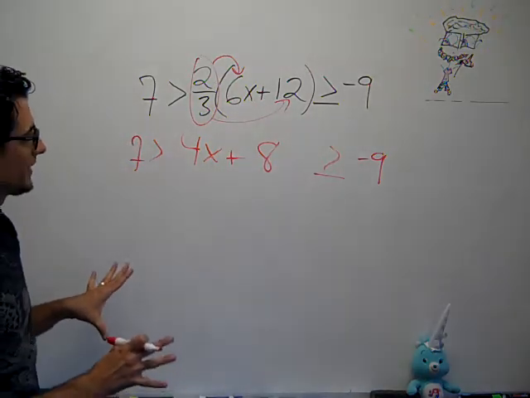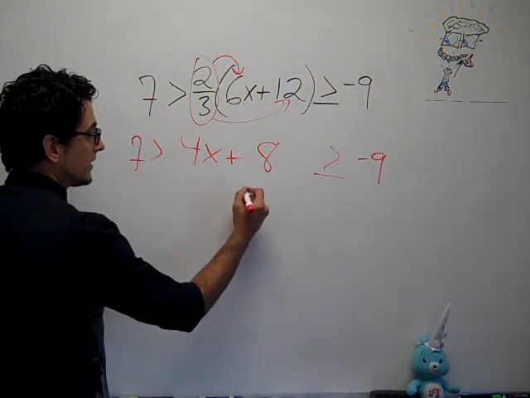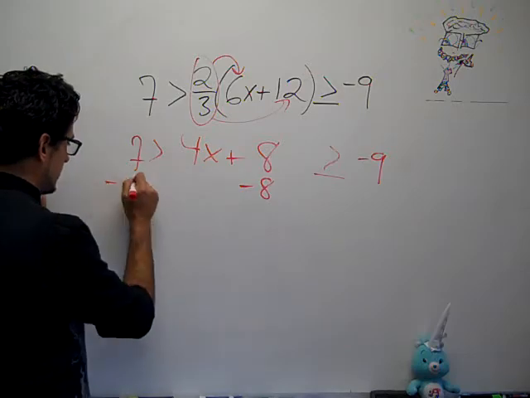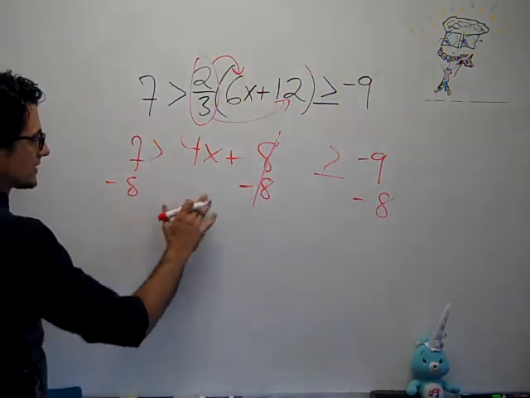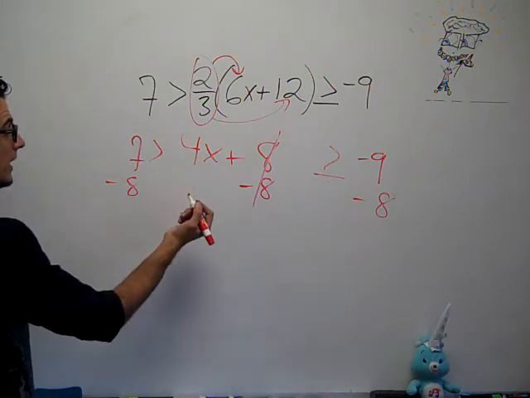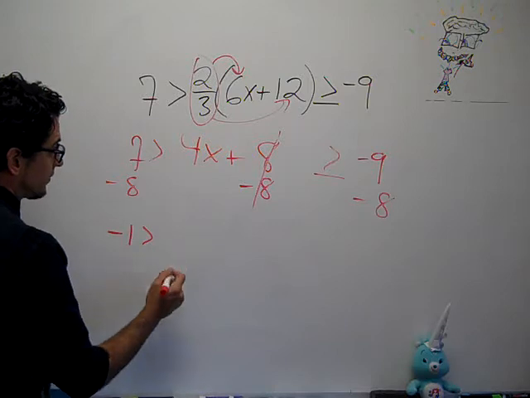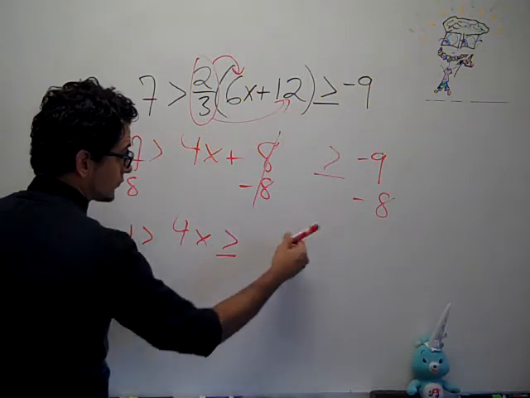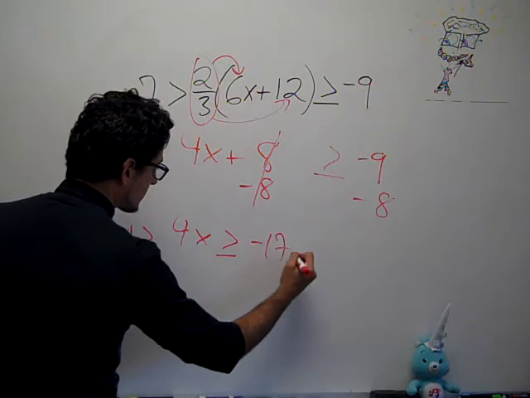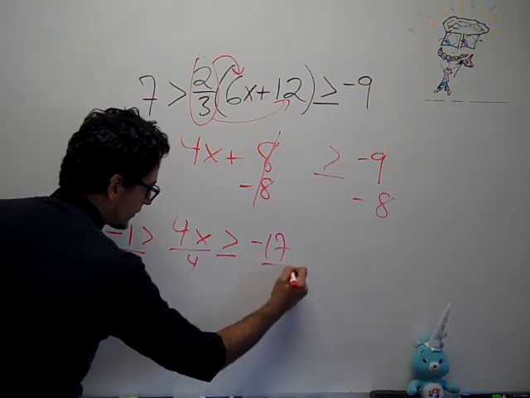Now, I can just do it like this, and whatever I do to one side I do to all sides, okay? So I can subtract 8 from all sides, all right? Hopefully that's making sense, because it's the property of equality. Subtracting 7 minus 8 gives me negative 1 is greater than 4x, which is greater than or equal to negative 17.